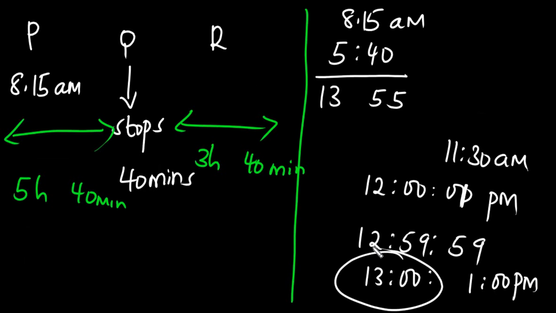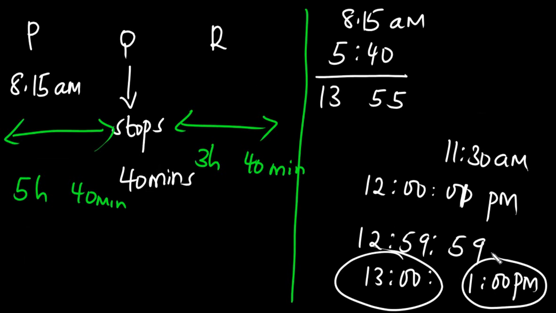This is in the 24-hour clock system, and this one is in the 12-hour clock system. So the 12-hour system ends at 12 noon. So after 12 noon, it starts again from 1, but this time it's PM. But for the 24-hour clock system, after 12, it proceeds to 13. So if it reads 13, that's the same as 1 PM. If it reads 14, that's the same as 2 PM.